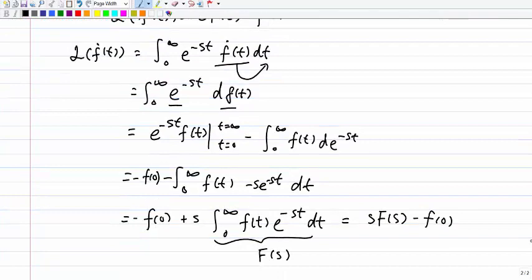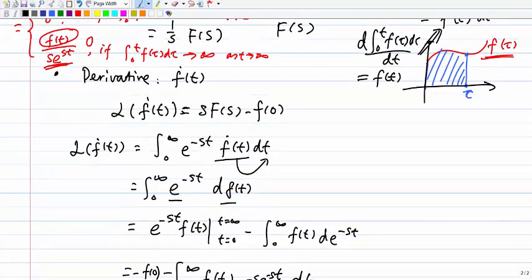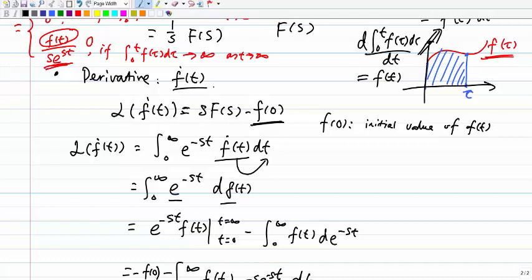Okay, so this is the last part we're going to talk about today, called the derivative of f(t). The property says the Laplace transform of the derivative of f(t) is equal to s times F(s) minus f(0). So this f(0) is the initial value of f(t), your original function. Even if it's a derivative, it's not the initial value of f dot t, it's f(t). Don't include the derivative over here.